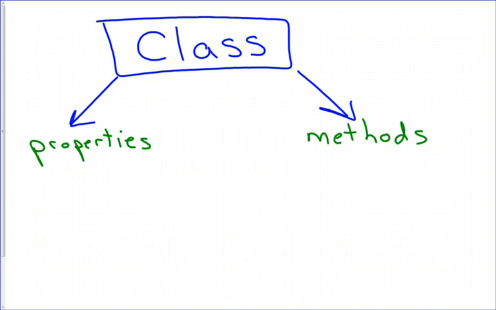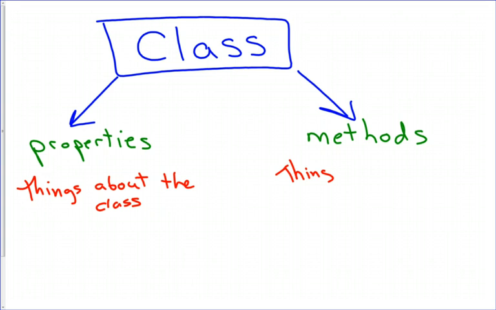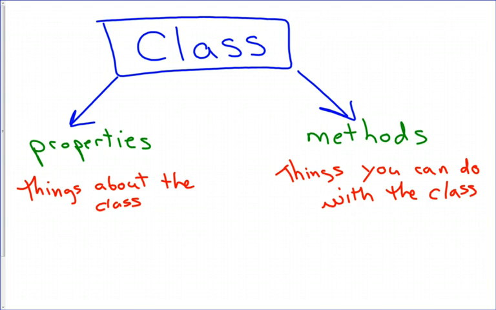Let's use some other terms. What are properties? Well, properties are things about the class. And methods are things you can do with the class. So there are some general terms. Properties are things about it, and methods are things you can do with the class.